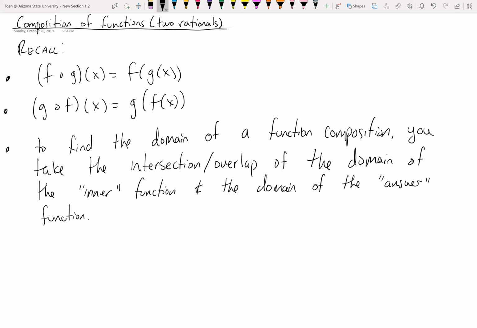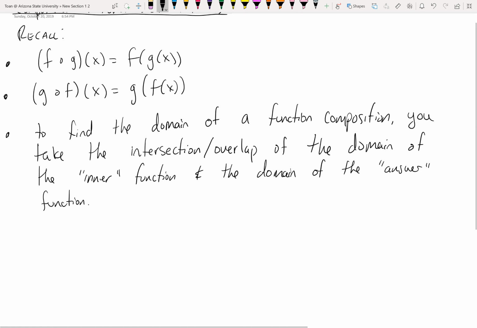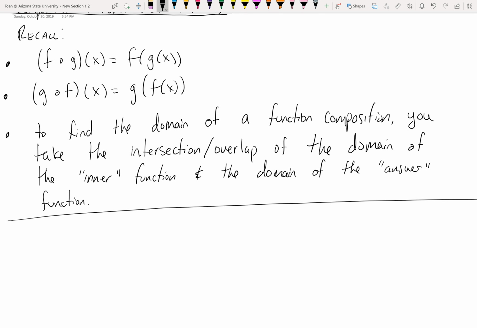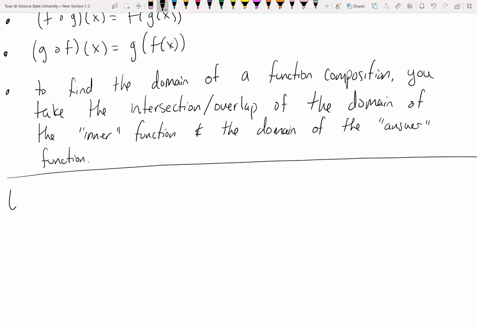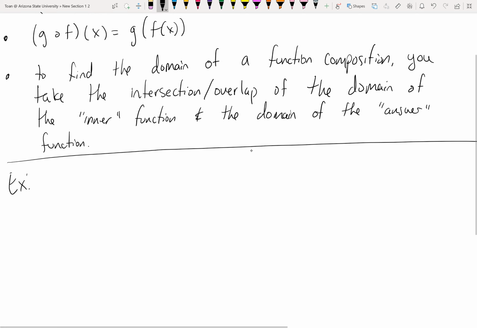Now, the important thing about function compositions is knowing what the overall or the new domain will be. And the idea, third bullet point, is that the domain of a function composition is the intersection or the overlap of the domain of the inner function, whatever you substituted, and the domain of your final answer. So, in this topic, the problems you're going to face are just slightly, not much, but slightly more involved. Let's take a look at an example here.